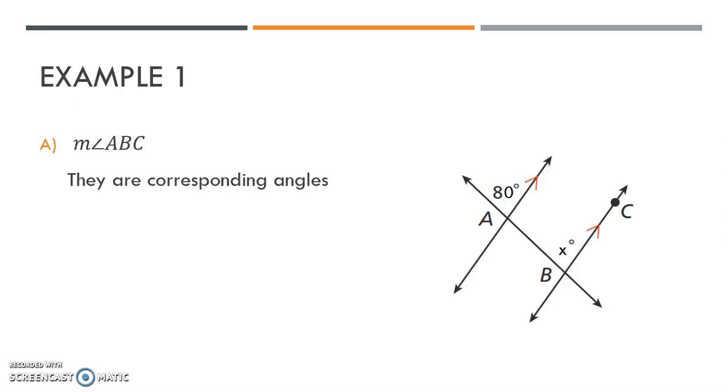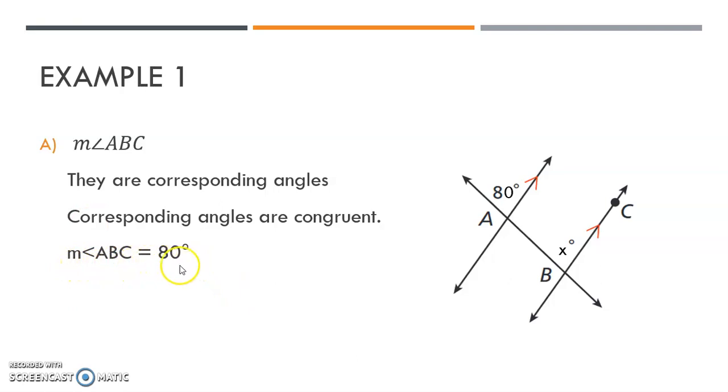Then we ask ourselves what we know about corresponding angles, and the corresponding angles postulate says that corresponding angles are congruent. And finally, we're going to make an equation. I'm going to say X equals 80, and X represents angle ABC. So I write that the measure of angle ABC is 80 degrees. Now, it's important to always write the equation that these two things are equal, because sometimes we have to solve for the variable first. And that's what's going to happen in our next part of example 1.